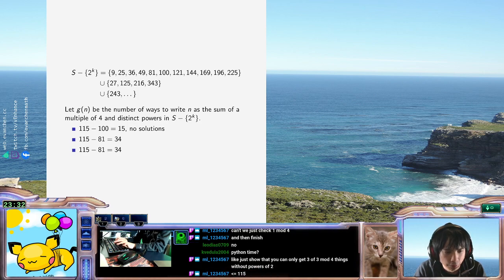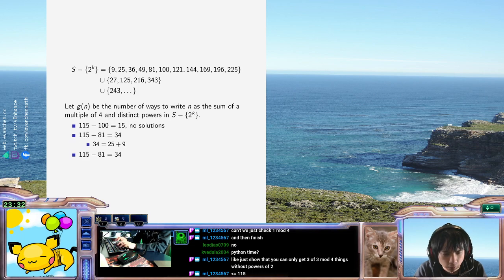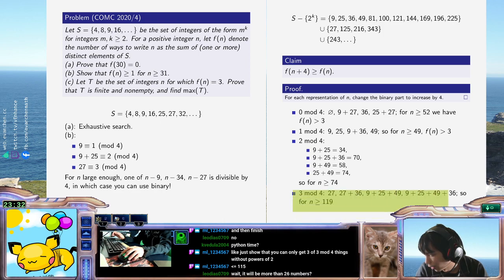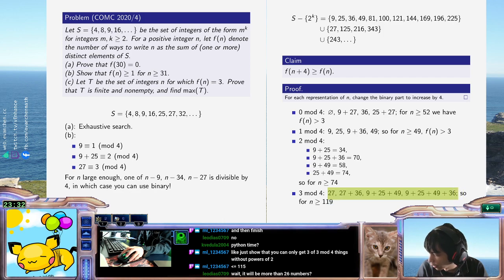34 is 25 plus 9. One solution. Yeah, I think you just kind of write this tree out. 115 minus 49 is 66. Just show you can only get rid of 3 mod 4 things without powers of 2. I see what you're trying to say, I think. The sentiment is actually I wasn't very careful here, right, when I was doing this.